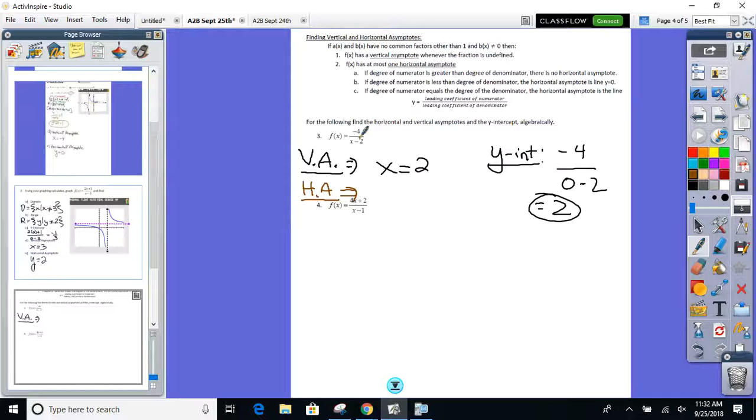So go through our options. Was the degree in the numerator greater? Yes or no? Talk to me here if we're going too fast. No, it was not. Was the degree of the numerator less than the denominator? Is that what we had? We had 0 and 1, right? So if the numerator's degree is less than the denominator, where's the horizontal asymptote? Y equals 0. Okay, so it's at Y equals 0.